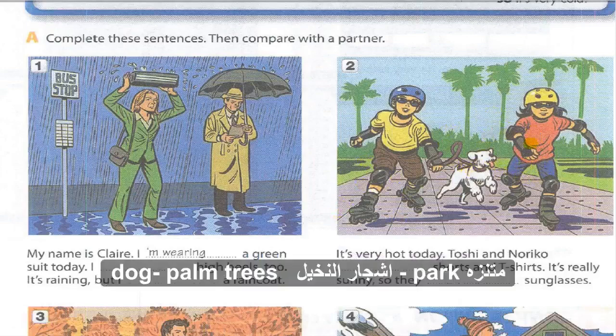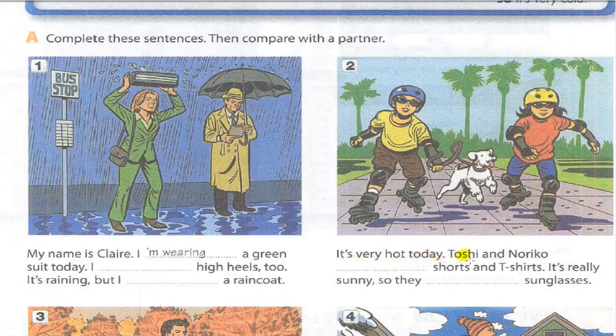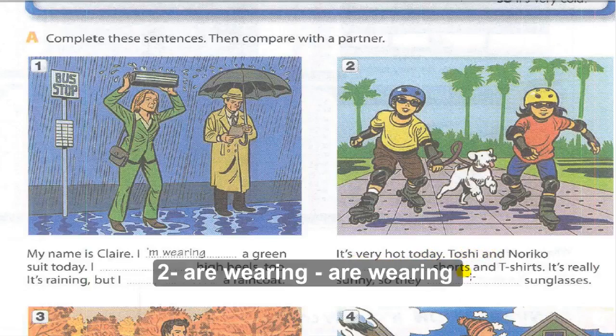Two, look at the picture. Dog, trees, palm trees. Where are they? They are in the park. It's very hot today. Tushy and Rocco are wearing shorts and t-shirts. So they're wearing shorts and t-shirts. It's very sunny. It's really sunny. So they are wearing sunglasses because it's very sunny. They're wearing sunglasses because it's very sunny.